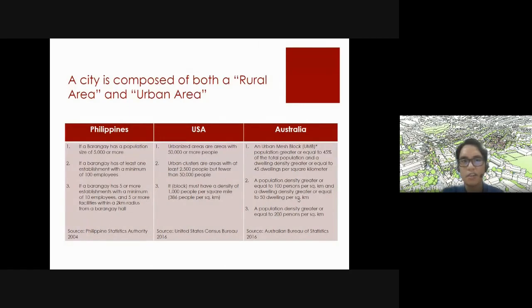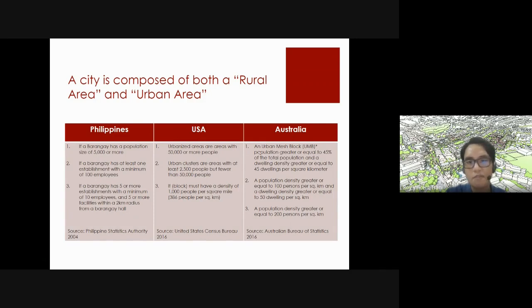There are different definitions of urban areas depending on your country. In the Philippines, it's when a barangay has a population of 5,000 or more. All the cities, municipalities, and barangays you showed had populations of definitely more than 5,000. Also, if a barangay has at least one establishment, like a mall or something commercial, with a minimum of 100 employees, that area is called an urban area. And also, if a barangay has five or more establishments with a minimum of 10 employees, or five or more facilities within a 2 kilometer radius from a barangay hall. So, thinking about the size of the area and how many people are either living or working in that area.